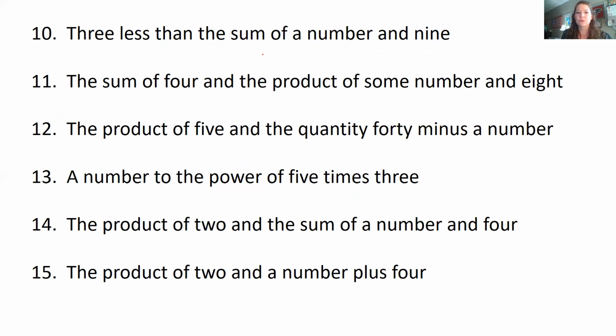These are word phrases we're writing as expressions. 3 less than, that means take the 3 and move it to the end, right? 3 less than what? Well, the sum of a number and 9. So the sum of a number and 9 would be a number plus 9, right? That means addition, sum. And then 3 less than that. So 3 has to come at the very end because you see that phrase less than.